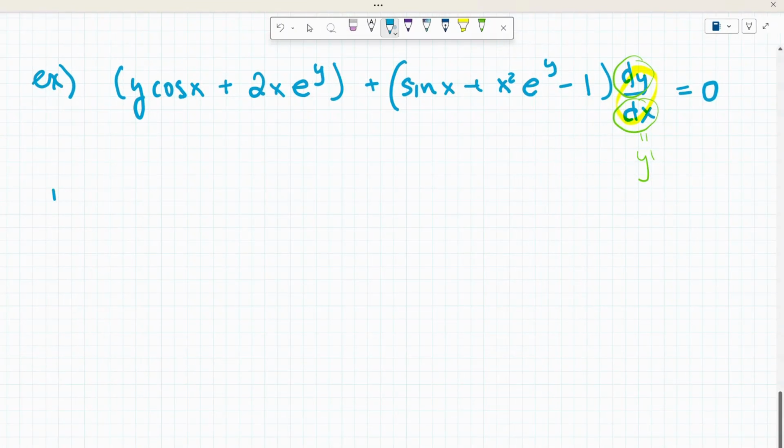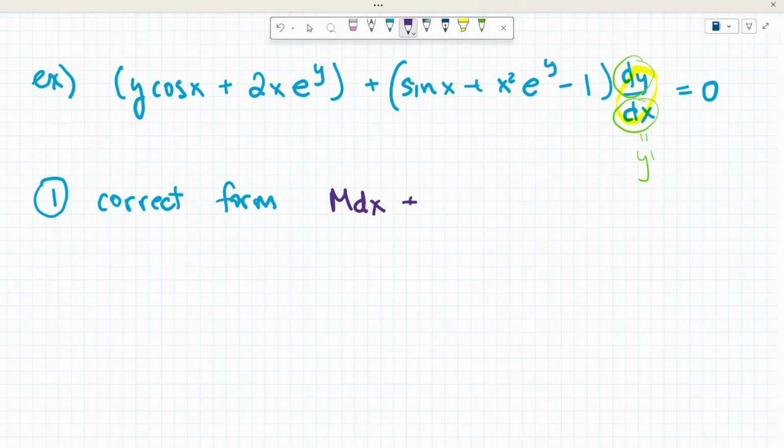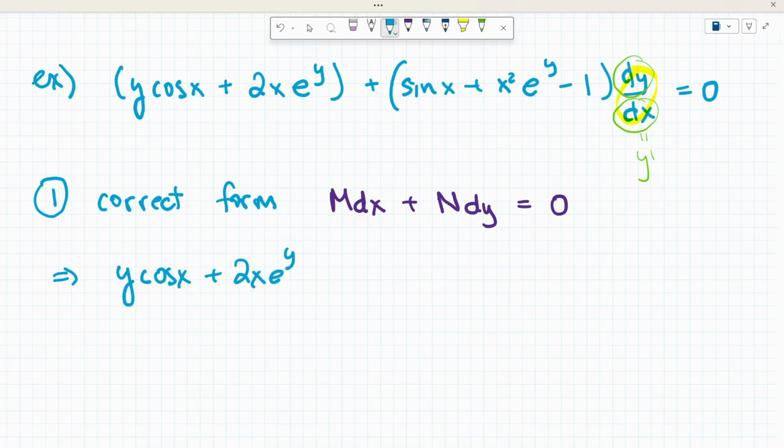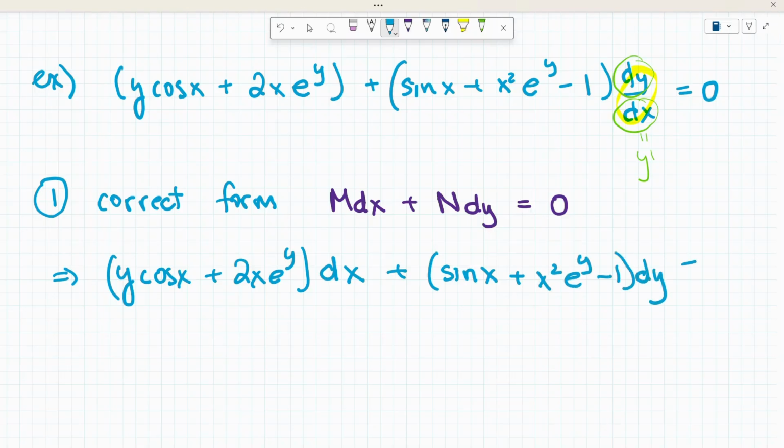So following our step number 1, we wanted to put it in the correct form. And if you recall, our correct form is M dx plus N dy equals 0. So all we have to do here is rearrange this equation. And after rearranging it, we get (y cos x plus 2x e to the y) dx, and then plus (sine x plus x squared e to the y minus 1) dy equals 0.